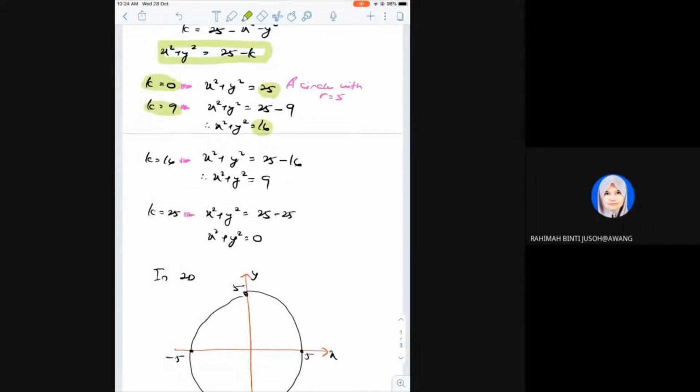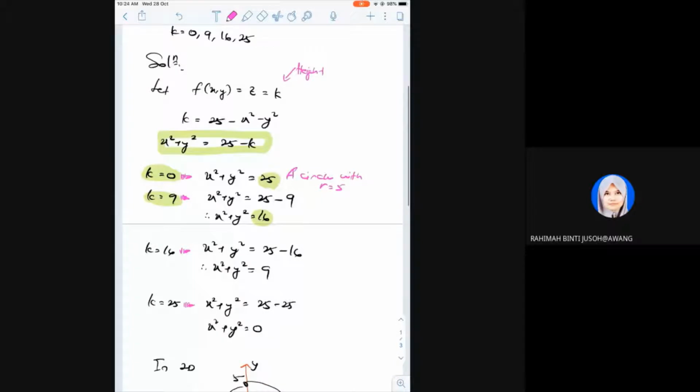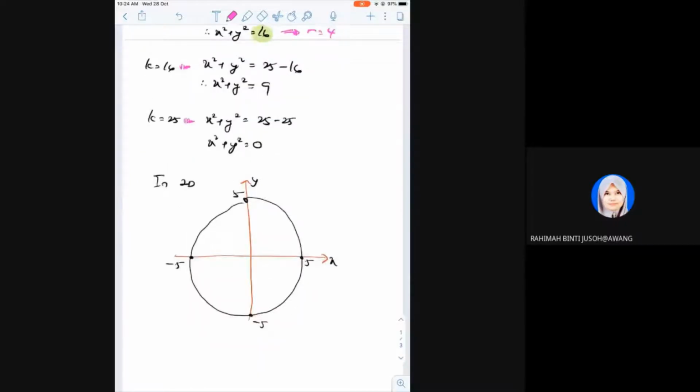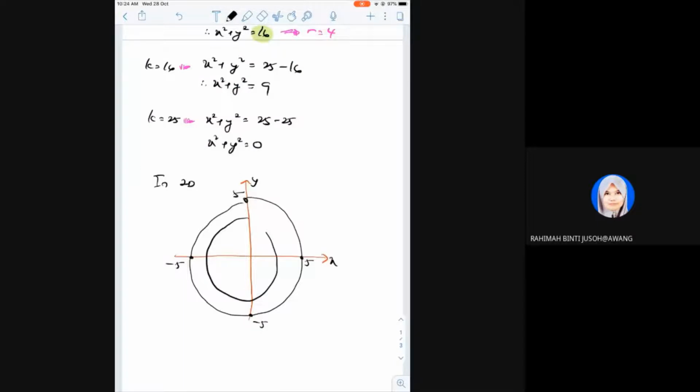Now, when k equals to 9, we have x squared plus y squared equals to 16. What happened to the radius of the circle? Should be smaller or greater? Smaller, right? Yes. So the circle should be smaller. This is a circle with radius r equals to 4. Then we have this circle. Here should be 4, like this. And then here is negative 4. At bottom here, negative 4.